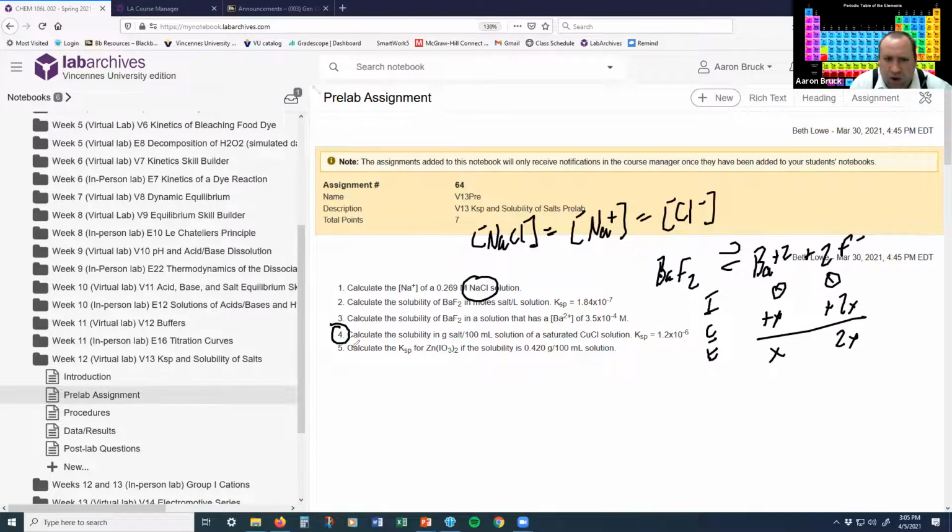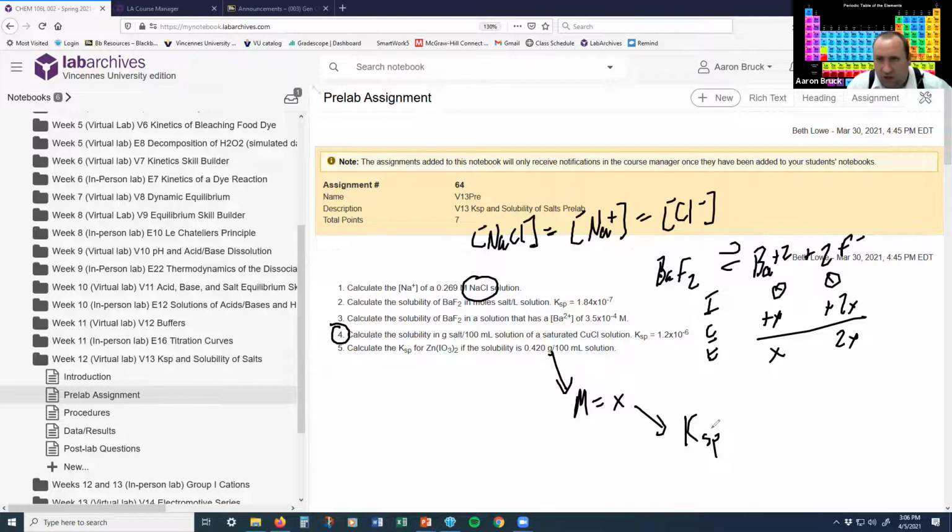Number 4, very similar to the problem that I just did in the PowerPoint. Use the KSP to figure out the molar solubility of copper-1 chloride. Then do that stoichiometry dimensional analysis thing to convert that to grams per 100. Number 5, you're going to reverse that. You're going to turn this into a molarity, which is going to be your X value, and you can take that from there to find KSP.